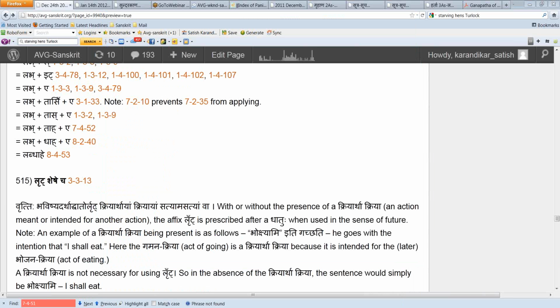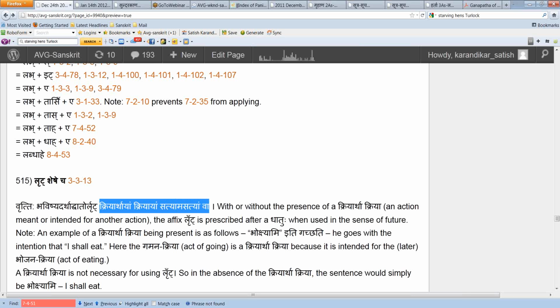So following a dhatu, because of the adhikara of dhatu, which is used in the sense of future, the lit pratyaya is being prescribed. Then there's one condition here: kriyarthayam kriyayam satyam asatyam va.